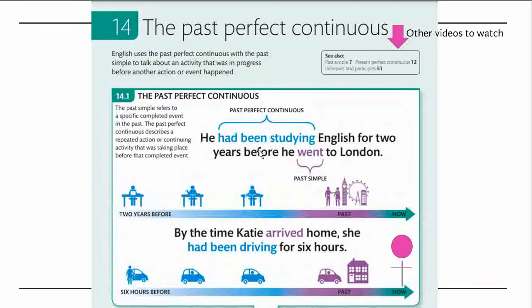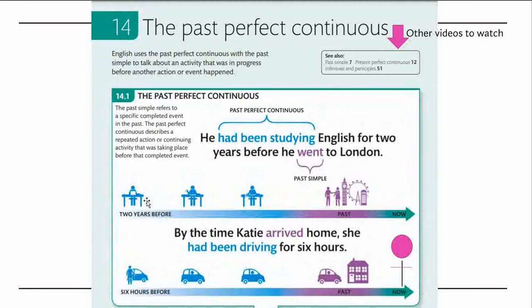Now we have two such tenses over here. First action is that he had been studying English for 2 years. Because a certain, specific time duration is given, we use past perfect continuous tense. That means this action continued for a specific duration in the past. The interrupting action is that before he went to London. That means the action completed, and the next action that started and completed was he went to London.